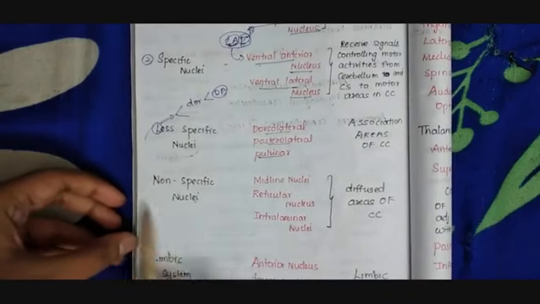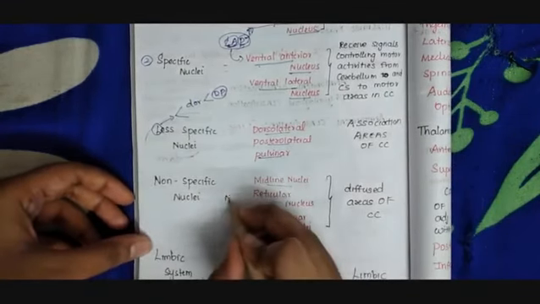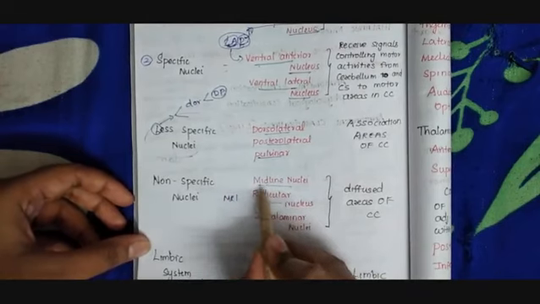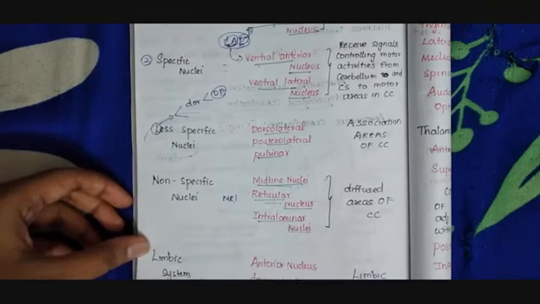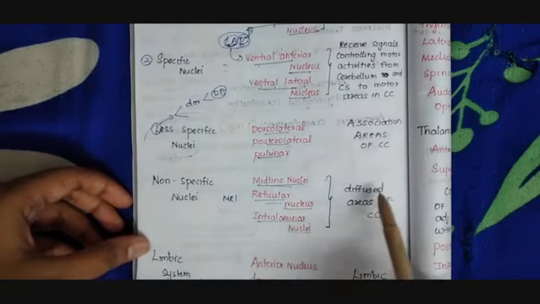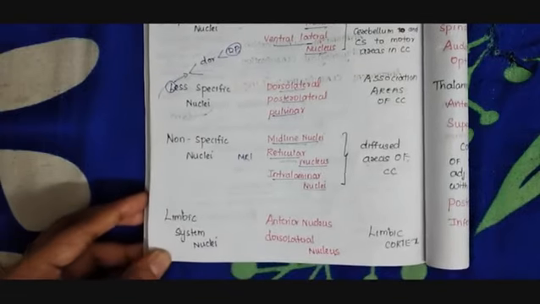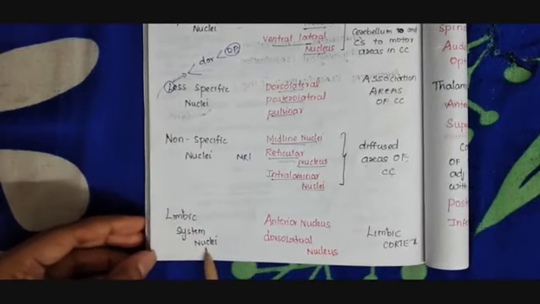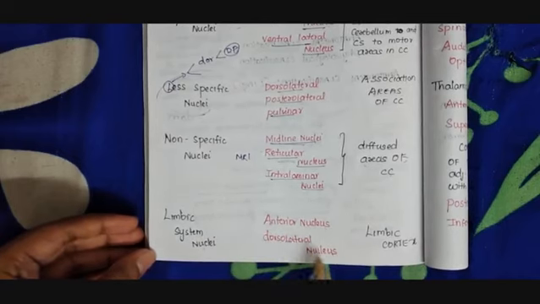Fourth, non-specific nuclei. In this we have three nuclei. In order to remember this, you are going to remember the mnemonic MRI. M stands for midline nuclei, R stands for reticular nucleus, I stands for intralaminar nucleus, and this is going to send signal to the diffuse area of the cerebral cortex. And fifth is the limbic system nuclei. Under this we have anterior nucleus and dorsolateral nucleus. This is going to send signal to your limbic cortex.